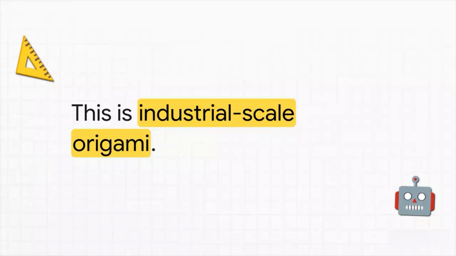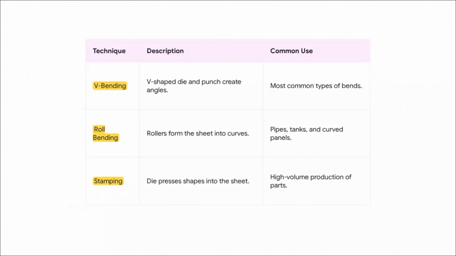So, once the pieces are all cut out to the right shape, they need to be bent. And honestly, the best way to think about this part of the process is as industrial-scale origami. It's all about creating precise folds and angles to build a 3D structure from a flat 2D plane. And to create those folds, there are a few key techniques. V-bending is kind of the workhorse here. It uses a punch and a die to create really sharp angles.